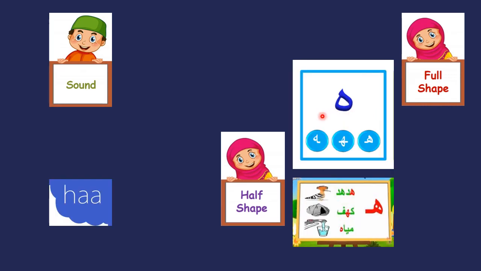This is letter ha. These are its half shapes. When it comes at the start, it looks like this, in the middle, and at the end. And the sound is ha.